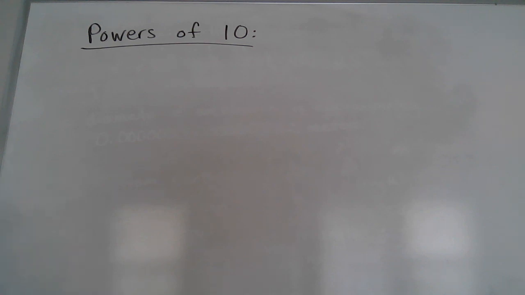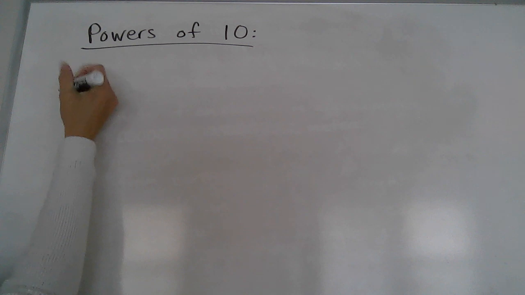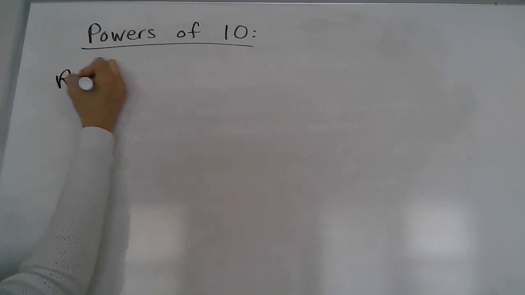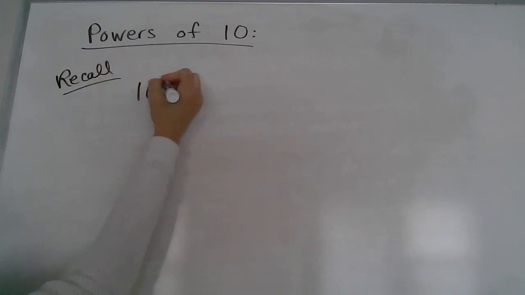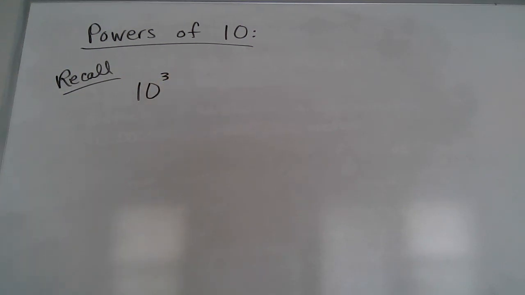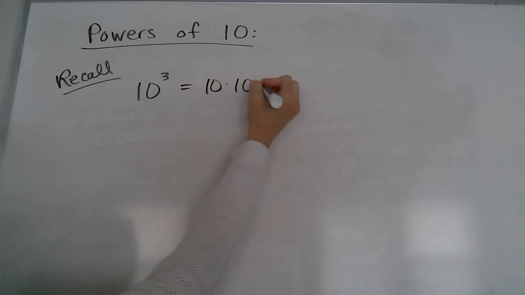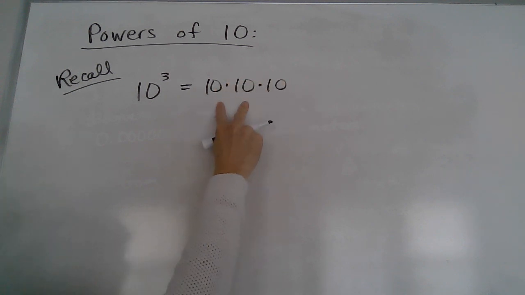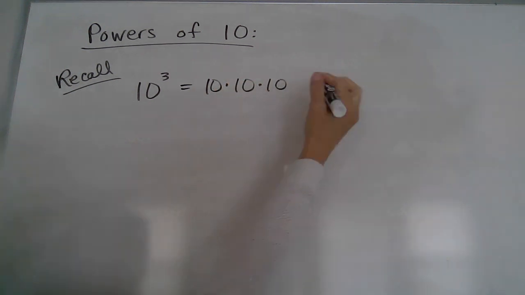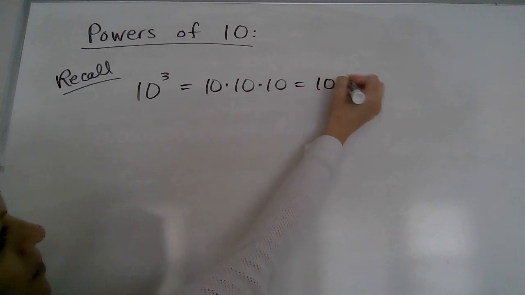Let's talk about powers of 10, specifically as a foundation for scientific notation, which is what we will be studying this week. So, a couple things to recall that should be familiar since we've been through our exponents unit. If you have 10 to the third power, that just means you have 10 being multiplied by itself 3 times. And 10 times 10 gives us 100. 100 times 10 gives us 1,000.